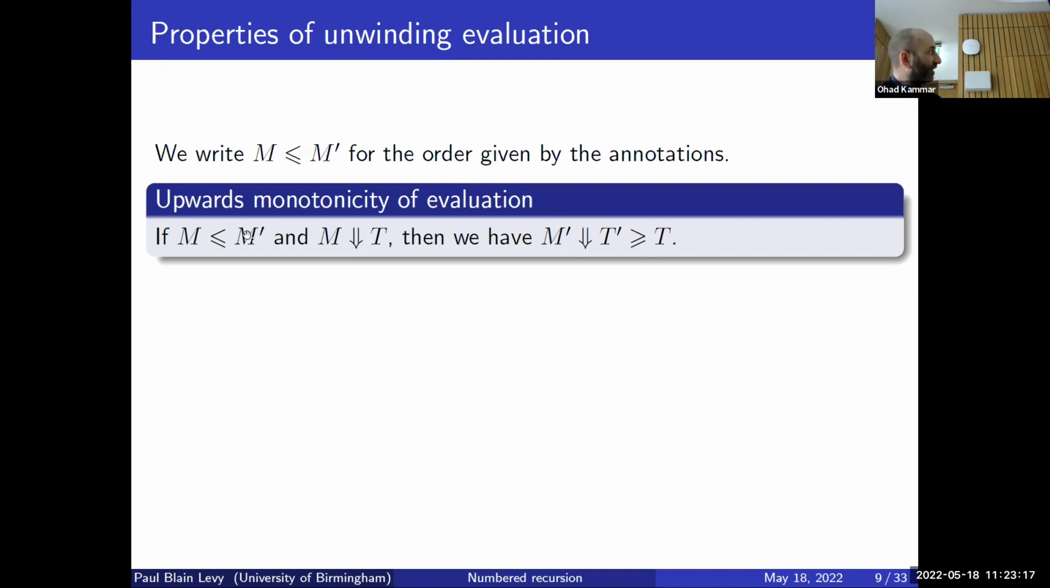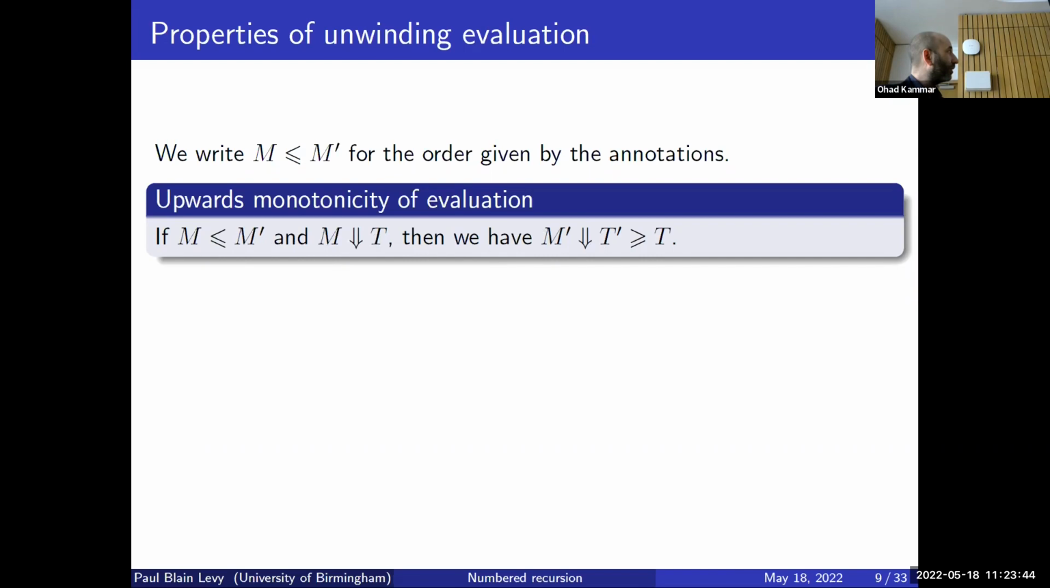And then this is something that we can prove just by induction. If we have a smaller term and a bigger term, and the smaller term evaluates, then the bigger term evaluates to something bigger, right? Again, not a surprise, but there's going to be about 4 different monotonicity statements, and they're all unsurprising, right? But it's just important to keep track.